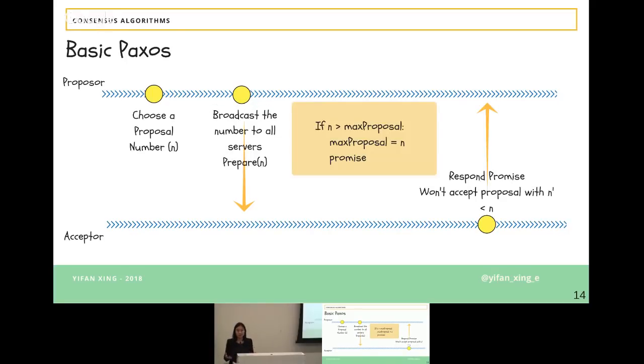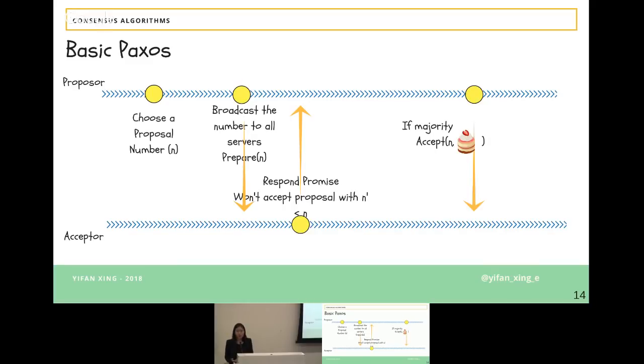And then the acceptors will accept this proposal number, and they will check, is this current proposal number the largest I've ever seen? If it is, that means this current proposer is the leader. So I'm going to just respond with a promise saying that I promise you I will not accept another machine's value unless their proposal number is larger.